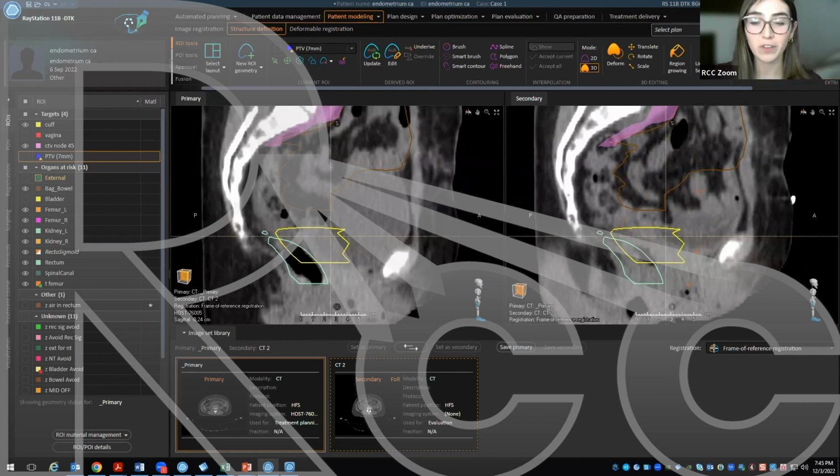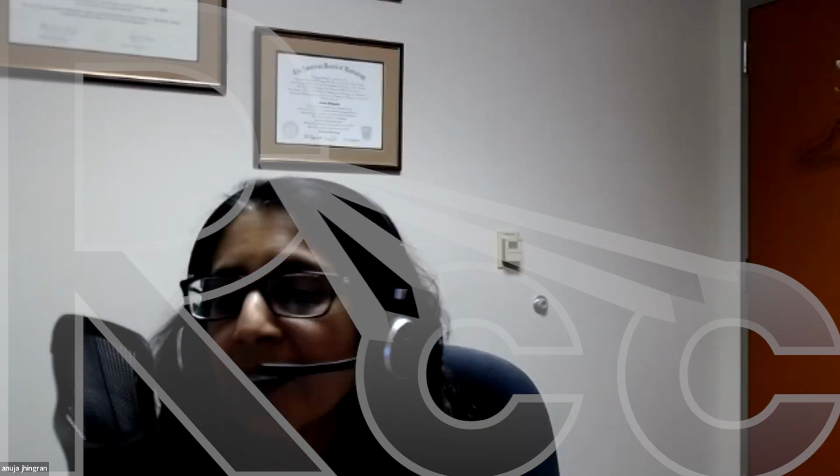Great tip. There's another question on the chat. So for presacral nodes, do you still use S2, S3, or piriformis as a landmark? Does it differ if there's intact cervix versus post-op? Right. So all good questions. I'm going to actually stop sharing. Okay. So I can see this.